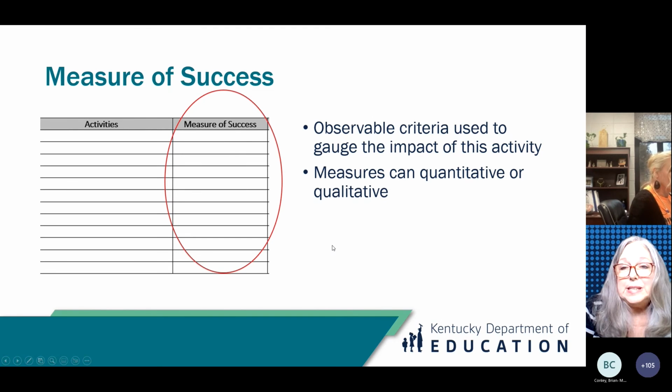And then your measure of success. How are you going to measure this is being done? So these measures can be quantitative or qualitative. So if I'm looking in my PLC, or if I'm using the cyclical checks, how am I going to measure the success that that is being done? What am I going to say that has the impact of that activity?